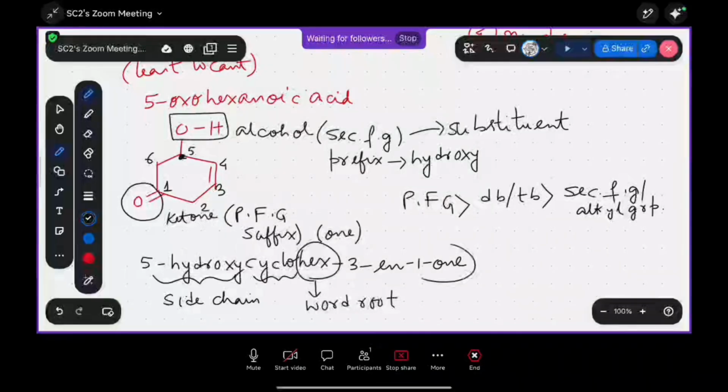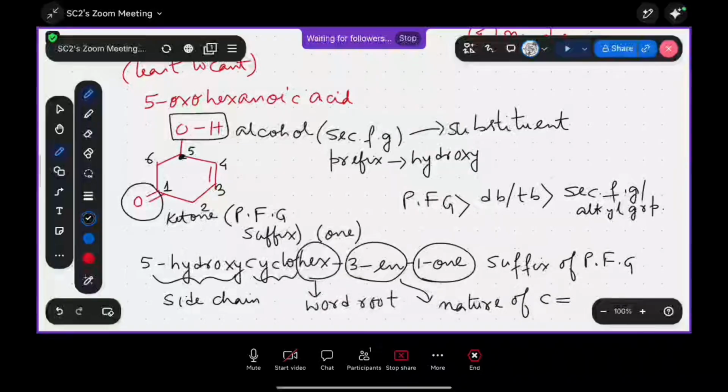So 1-one is the suffix of the principal functional group. 3-ene determines the nature of the carbon-carbon double bond with the locant. 3 is the locant. At carbon number 3, the double bond is placed. So it is 3-ene. I hope it is clear. Let's move to another example.